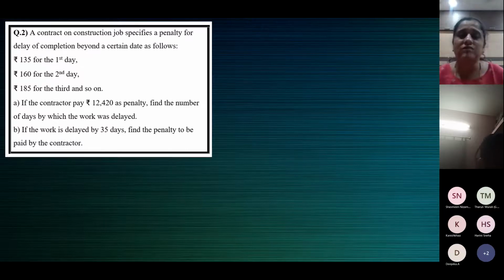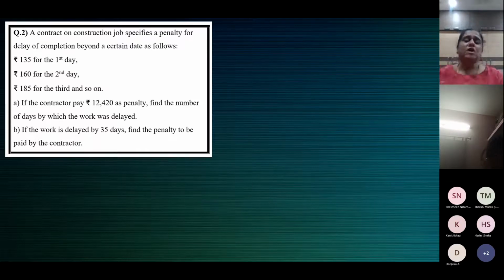And you don't finish it. On November 2nd also you fail to finish it. Then on November 3rd, 185 rupees for the third day. So the penalty you will be paying for 3 days will be 135 rupees for the first day, plus 160 for the second day, plus 185 rupees for the third day. It goes on like this. The more you delay, the more penalty you have to pay. So this is the agreement.